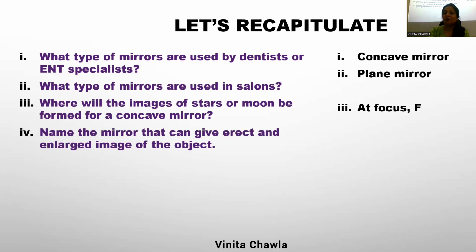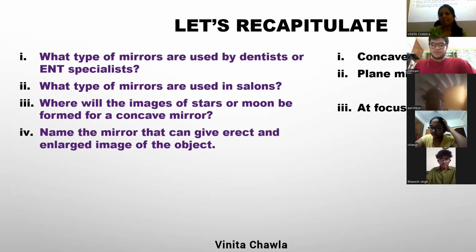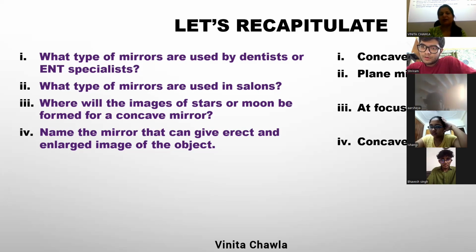Name the mirror that can give an erect and enlarged image of the object. Convex mirror. See, in convex mirror we always get a smaller image. Concave. Now this time we want the image to be enlarged, a larger image. So concave mirror is the correct answer.